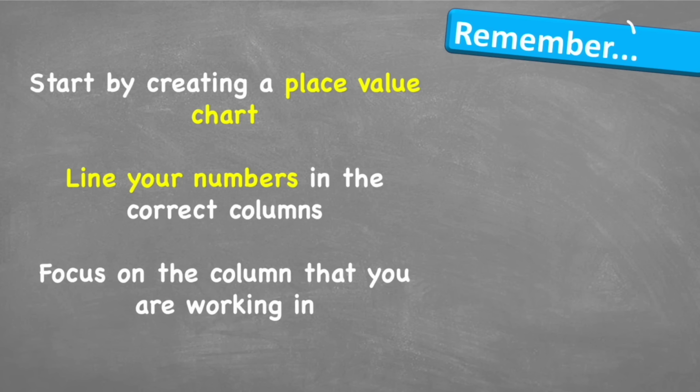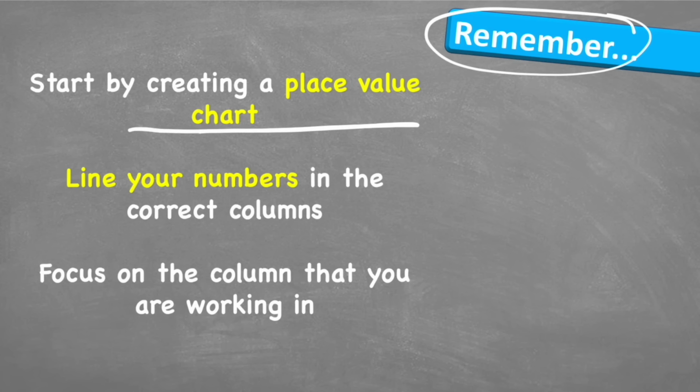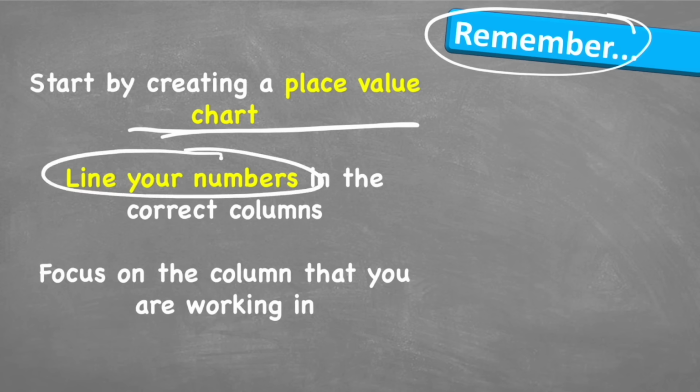What to remember? Well, first we're going to start by always creating our place value chart. Place value chart really helps you understand how to order and compare. Then we're going to line up our numbers in the correct columns and then focus on the column that we want to work on. For example, we need to know the hundreds column is the greater values. Therefore, we'll start by looking at our greatest value column first. That's the important one.